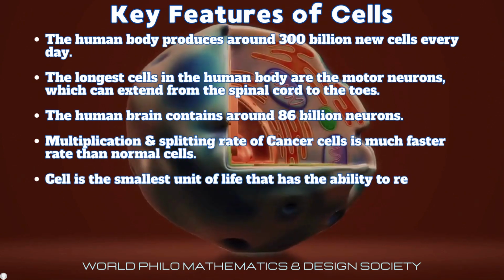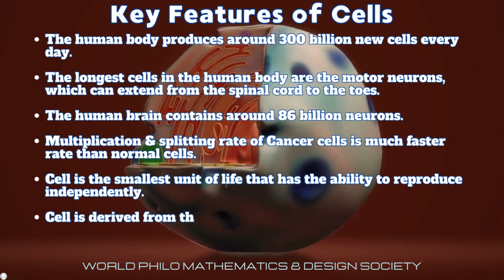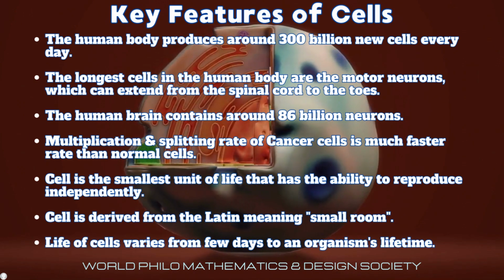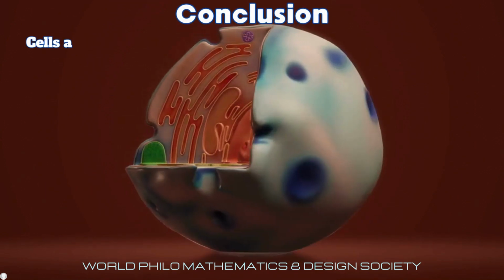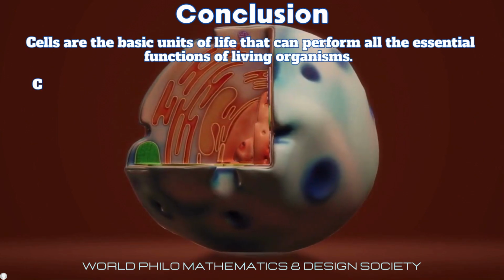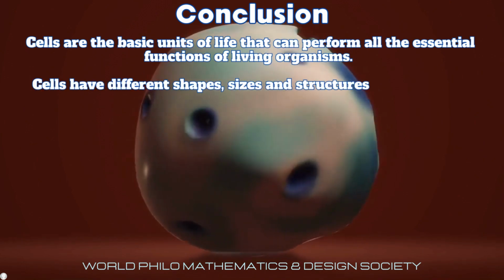A cell is the smallest unit of life that has the ability to reproduce independently. Cell is derived from the Latin word meaning small rooms. The life of cells varies from a few days to an organism's lifetime. Cells are the basic unit of life that can perform all the essential functions of living organisms. Cells have different shapes, sizes, and structures depending on their function and type.